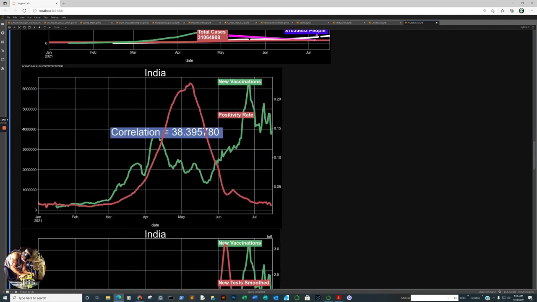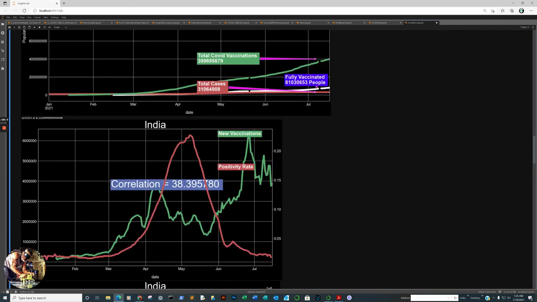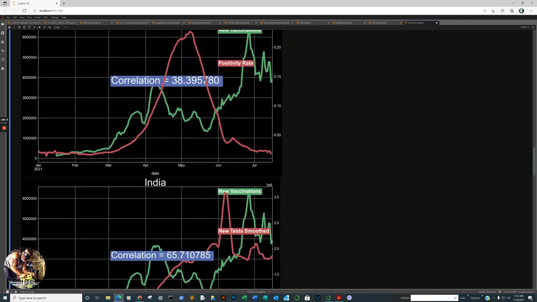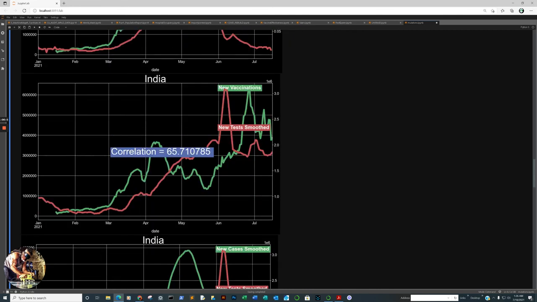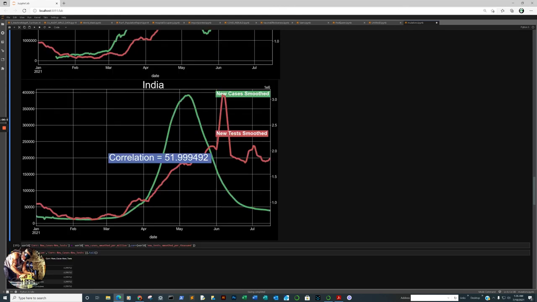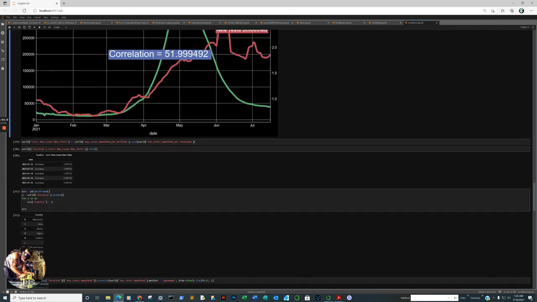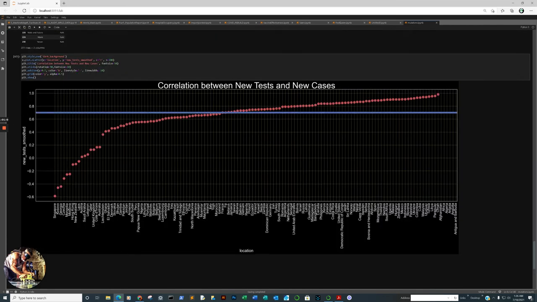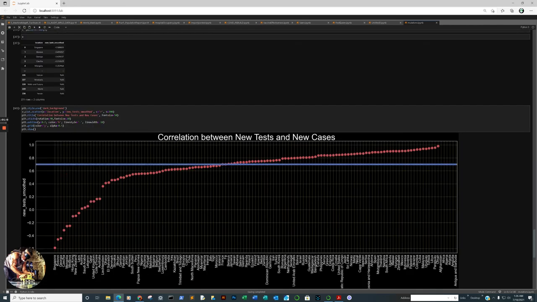And so the correlation between vaccinations and positivity rate is only 38.39%. How could it be that high? Because you only have 6% of the population being fully vaccinated. New vaccinations to tests smooth, a little higher. And then you don't really have a correlation between new tests and new cases. So it makes you think, food for thought. And again, there's all your charts. But let's wrap it up because it's past 60 minutes.